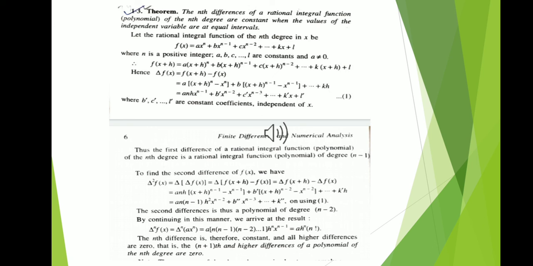Theorem: the nth differences of a rational integral function of the nth degree are constant when the values of the independent variable are at equal intervals. The theorem proves that the nth difference is therefore constant and all higher differences are 0. That is, the (n plus 1)th and higher differences of a polynomial of the nth degree are 0.